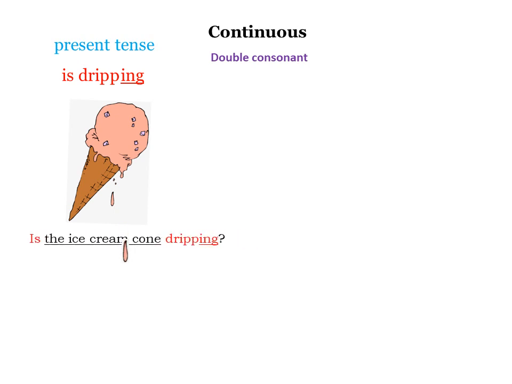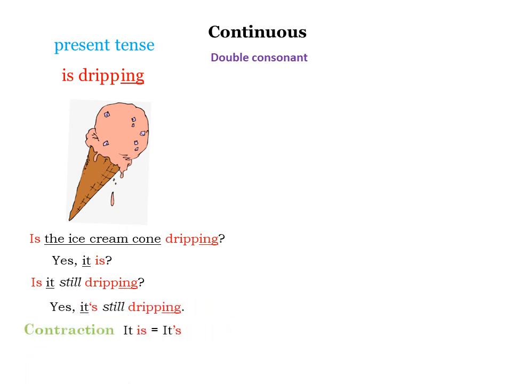Is the ice cream cone dripping? Yes, it is. Is it still dripping? Yes, it's still dripping. The contraction for it is it's. It's still dripping. Past tense was digging.